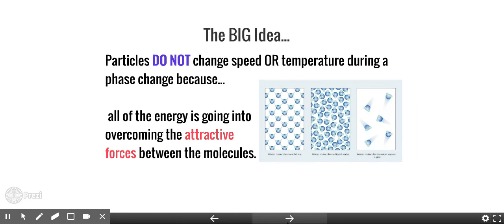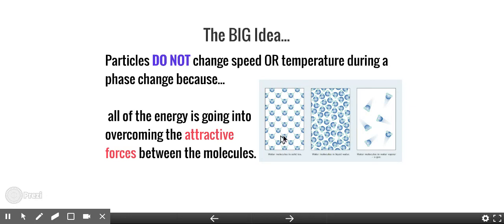And then this is the big idea. Particles do not change their speed or temperature during a phase change, because all the energy is going into overcoming the attractive forces between the molecules. If we're talking about an endothermic process, we can see here that the solid has all of these dots, and those are attractive forces. Those aren't the compounds themselves staying together, but the forces between them are really, really strong in a solid. When we start melting the solid, these attractive forces one by one will disconnect. And when they start disconnecting or weakening, then they start becoming a liquid.